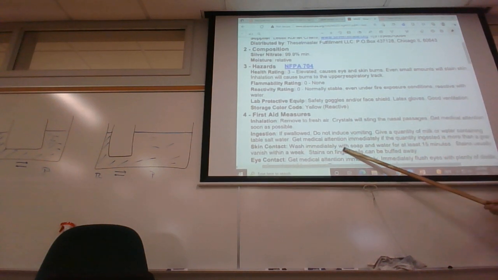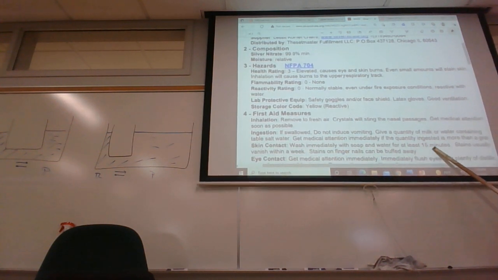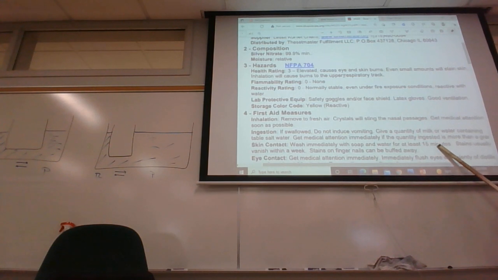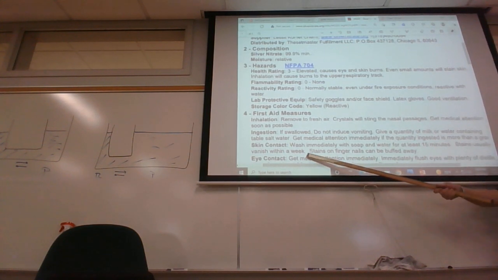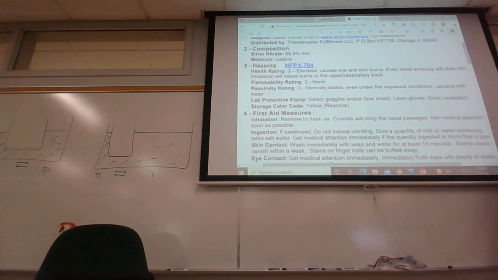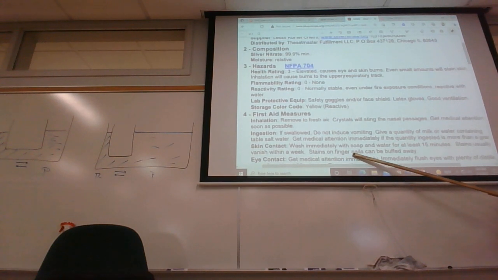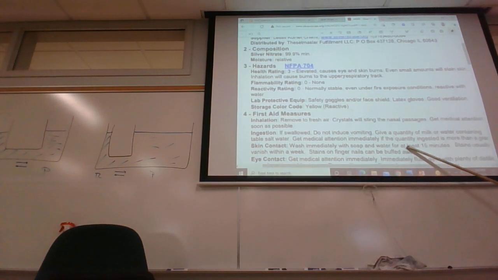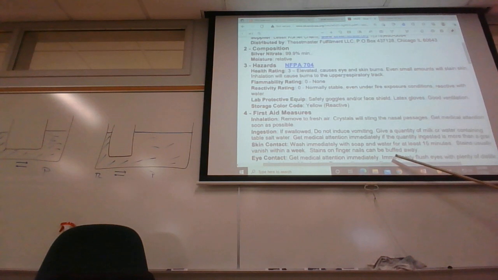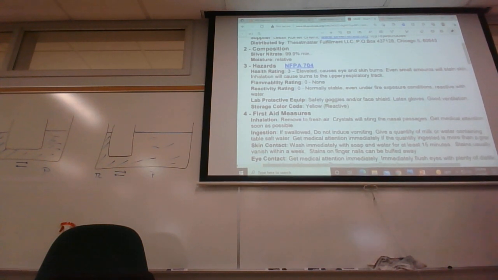Skin contact. Wash immediately with soap and water for at least 15 minutes. The stains usually vanish in a week. So within a week, you're going to shed the skin, and the black stains will go away. They don't vanish. They're just rubbing the skin off. Stains on fingernails can be buffed away. So if you get some on your fingernails, then you can get rid of that quickly.